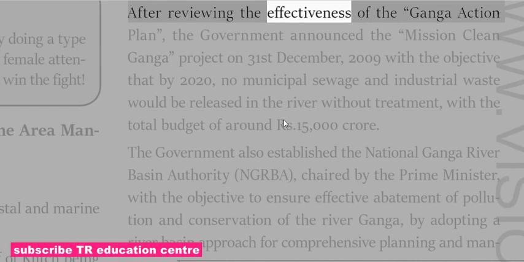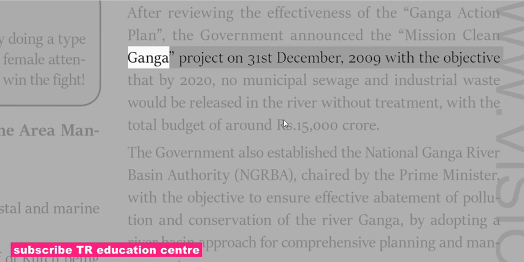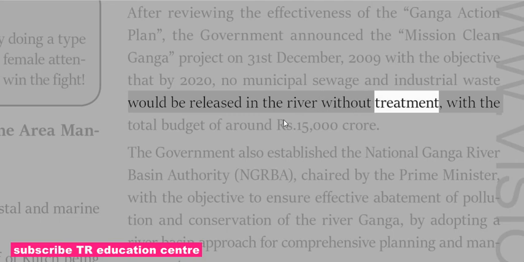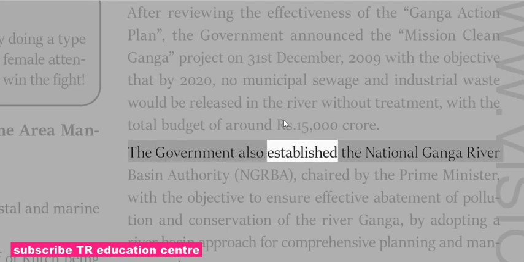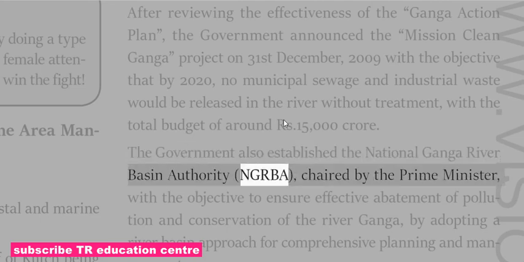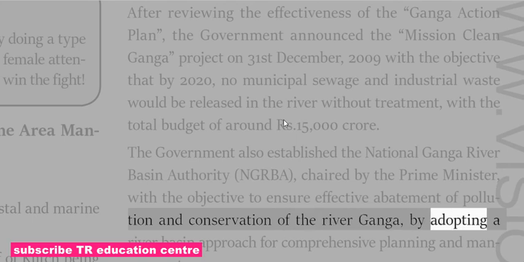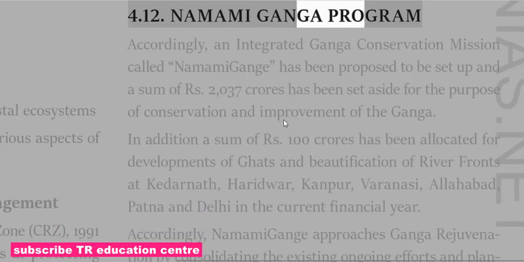After reviewing the effectiveness of the Ganga Action Plan, the government announced the Mission Clean Ganga project on 31 December 2009 with the objective that by 2020, no municipal sewage and industrial waste would be released in the river without treatment, with a total budget of around 15,000 crore rupees. The government also established the National Ganga River Basin Authority, NGRBA, chaired by the Prime Minister, with the objective to ensure effective abatement of pollution and conservation of the river Ganga, by adopting a river basin approach for comprehensive planning and management. 4.12 Namami Ganga Program.